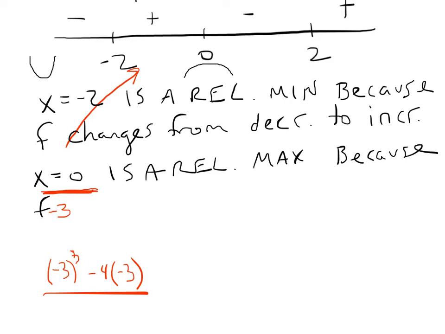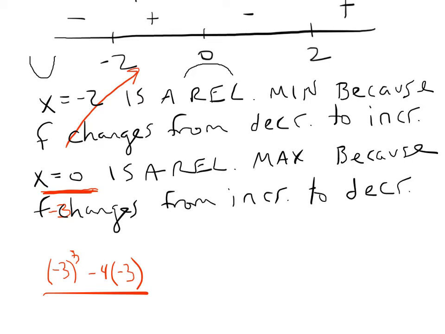Because f changes from increasing to decreasing at x equals 0. Let's add that in. So we say specifically where it's changing. So let me go up here and add in at x equals -2. It's very important that we're specific when we talk about these justifications.